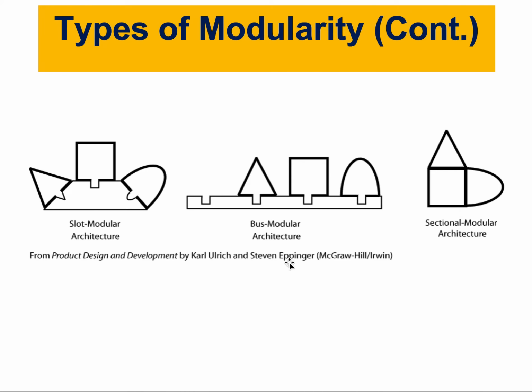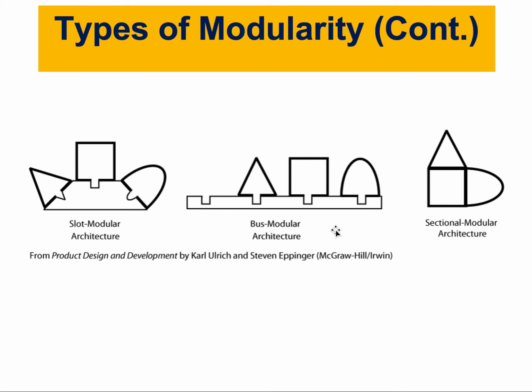An example of this type of modularity, the bus modular, is the motherboard in your computer, where you can put expansion cards, and they can be placed in any place on your motherboard or in the buses there.